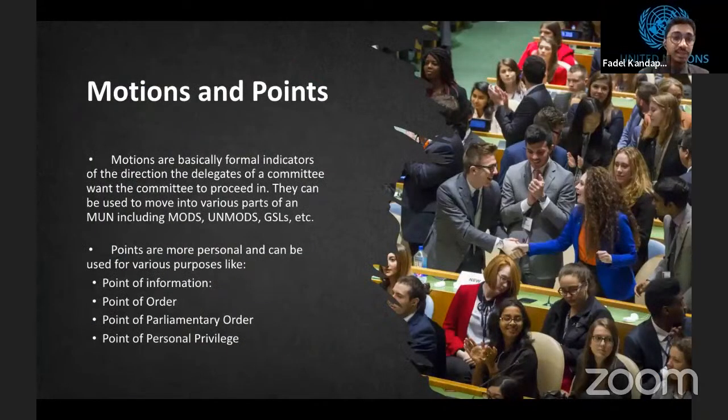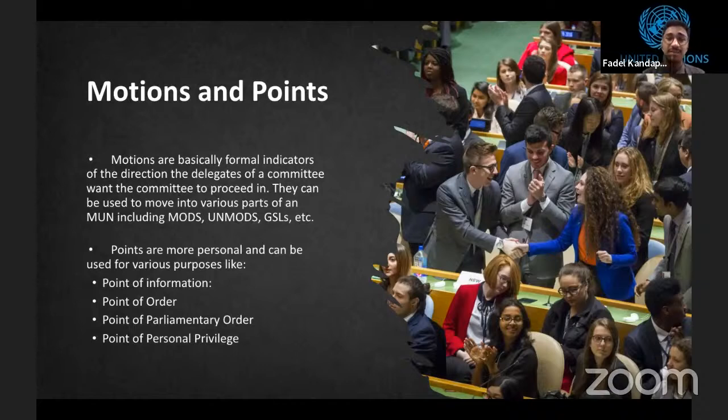So now we move to motions and points. An MUN is like a formal meeting, so there are proper procedures that you must follow during committee. You can't just speak whenever you want, saying whatever you want, right? So you have to raise your placard, which is basically your country's delegation written on a piece of paper, and the EB, which is the executive board, will recognize you. And when they recognize you, you can either raise a motion or a point.